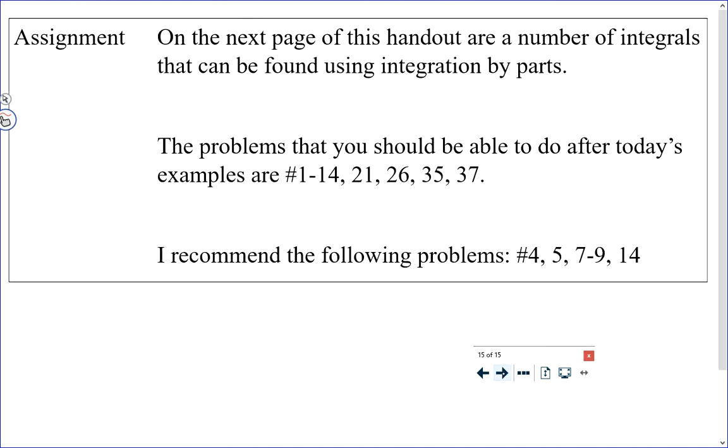So on the next page is a whole plethora of problems that you can do using parts. The problems that you should be able to do after today's examples are numbers 1 through 14, 21, 26, 35, and 37. I wouldn't recommend doing them all. I think if you did 4, 5, 7, 8, 9, and 14, that's good enough. Over the next day or two, we're going to be doing more problems where we integrate by parts. And there will be other little twists and turns and tricks that we will be covering to make your job a little bit easier.